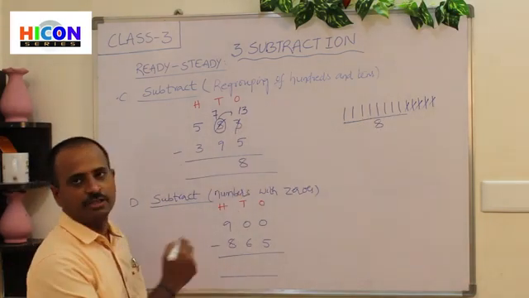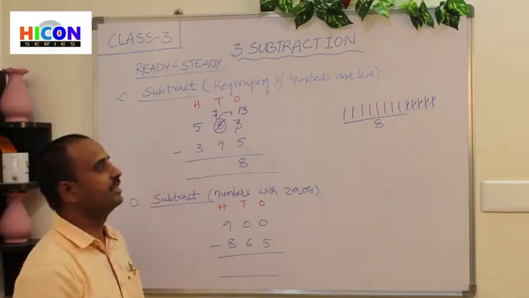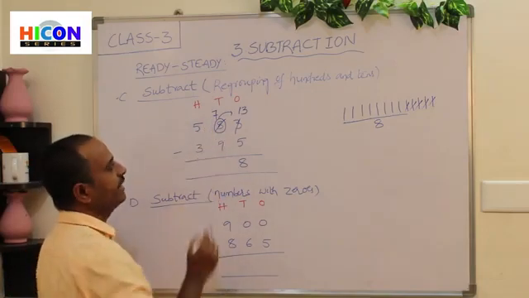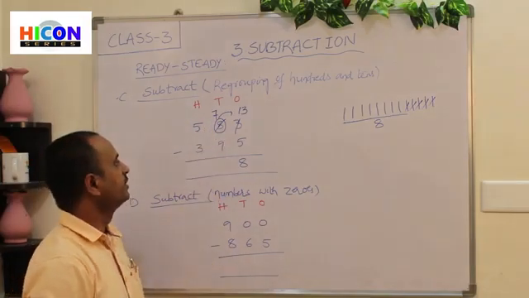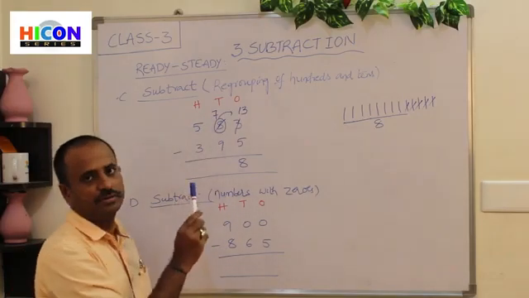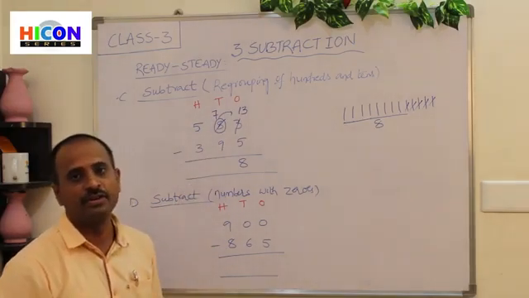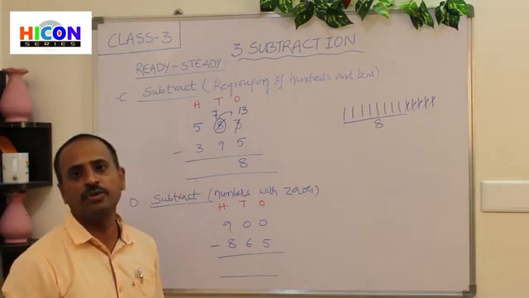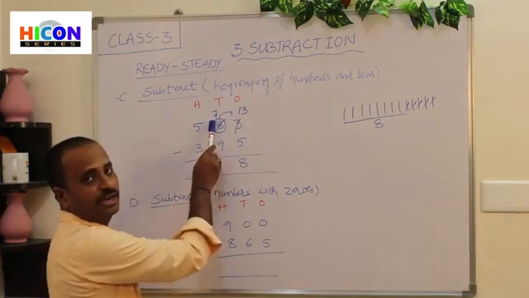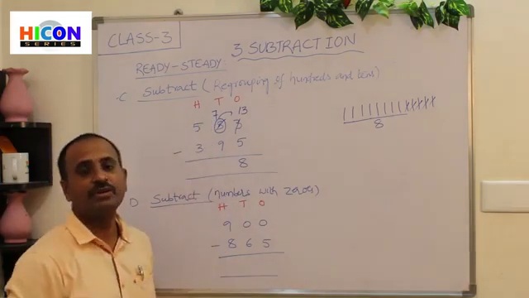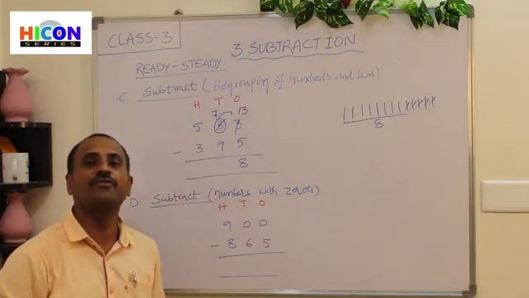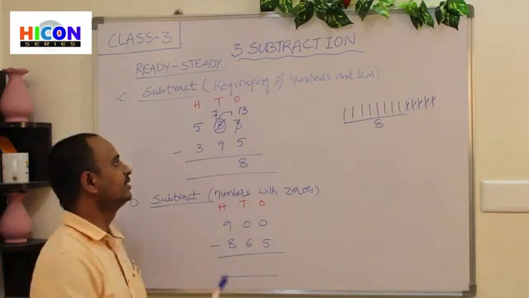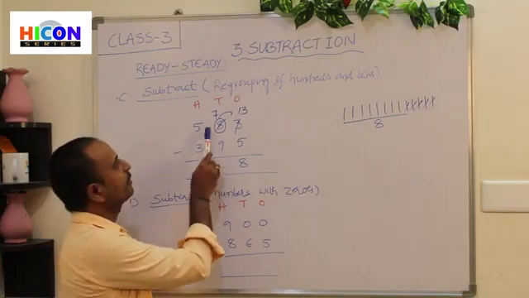So next go to tens place. So what are the digits present in the tens place? 7 and 9. So subtract 9 from the 7. So can we subtract 9 from 7? No, it is not possible because 7 is the smaller number, 9 is the greater number. We cannot subtract a greater number from the smaller number. So that is, we cannot subtract 9 from the 7.